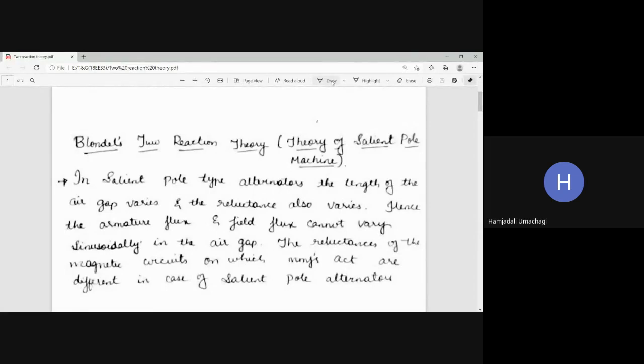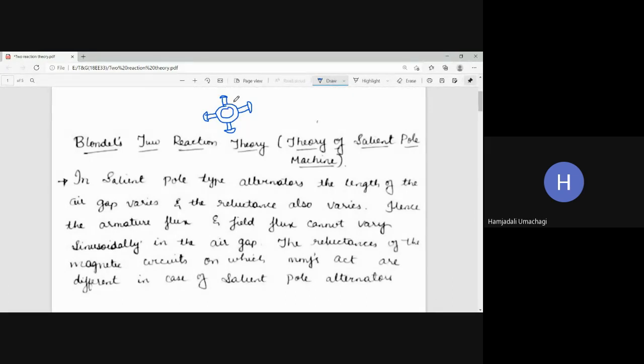So let me draw the salient pole alternator diagram here. Your salient pole alternator will be of this kind. Salient pole rotor. I hope you have studied this type of salient pole rotor, yes or no? Yes, sir. Okay, so this is the salient pole machine, salient pole rotor it is.